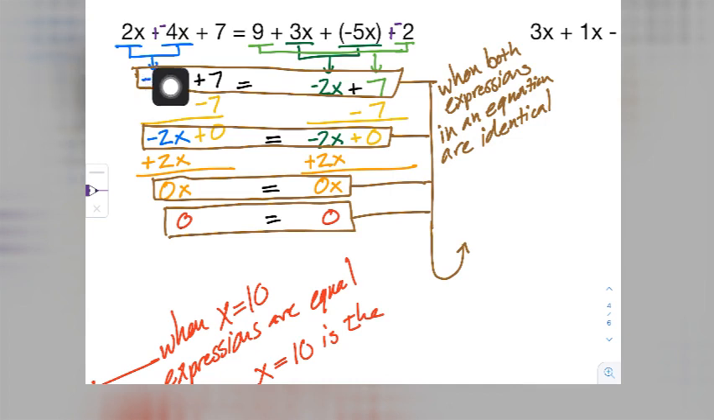If x was equal to 1 here, then negative 2x plus 7 is going to still equal, the x has to be 1 over here too, so negative 2x plus 7 is going to equal negative 2x plus 7. So negative 2 times 1 plus 7 would be negative 2 plus 7, which is 5, and that's going to equal 5 over here. If x was 10, negative 2 times 10 is negative 20, plus 7 is negative 13. And then over here, negative 2 times 10 is negative 20, plus 7 is negative 13. So negative 13 does equal negative 13.